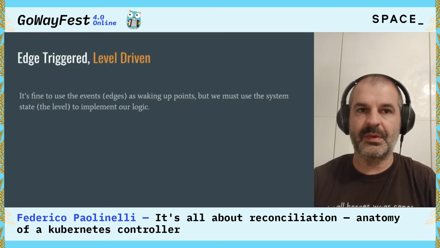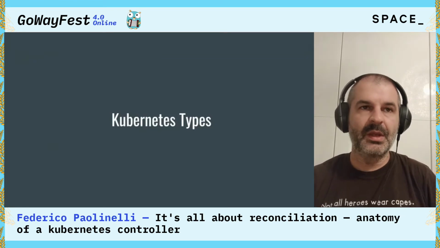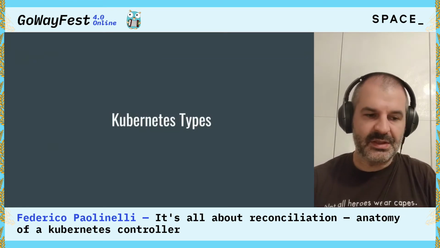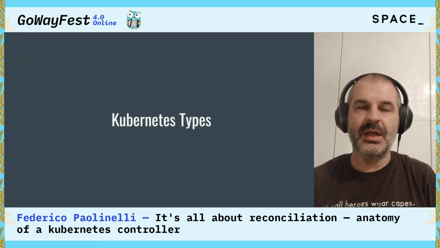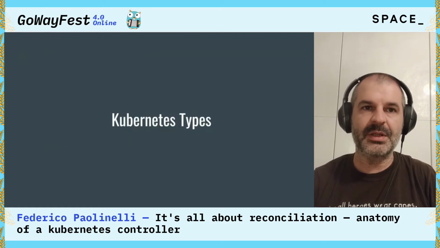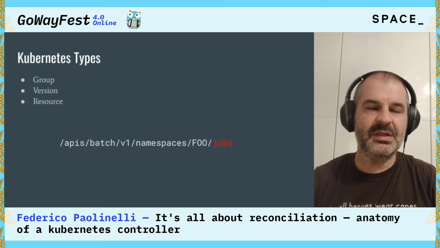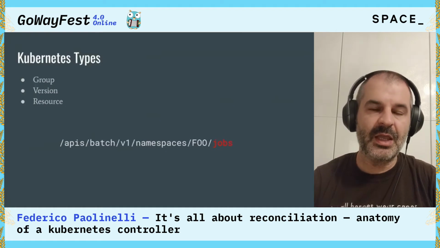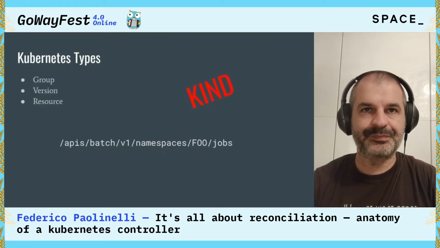But yet, we want to implement controllers, so let's move on to Kubernetes types. In Kubernetes, there is no black magic. It's just data stored in the key-value storage and exposed by API. A Kubernetes type is identified by some parts. One is the API group, the other is the version, and the other is the resource. And the type is identified by REST URL.